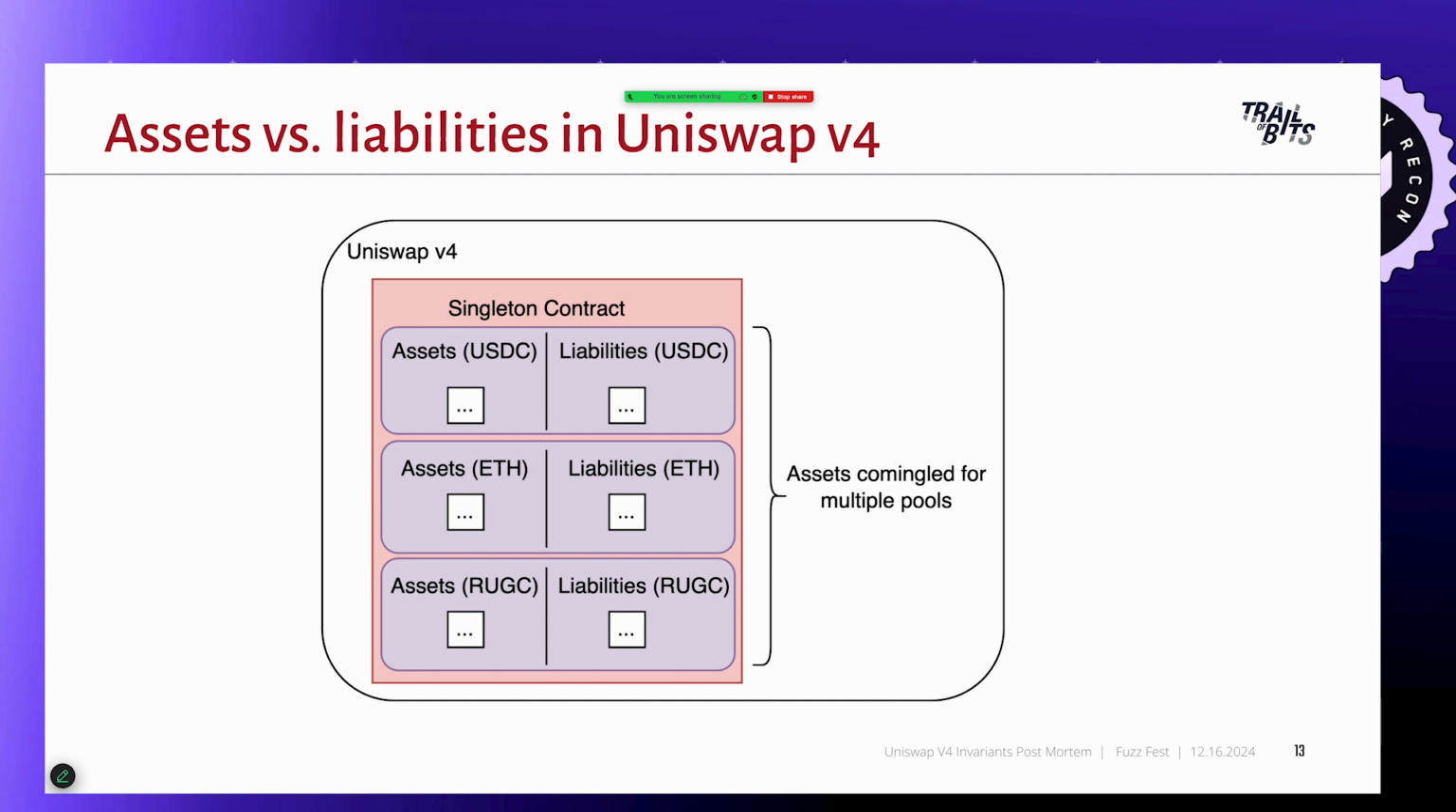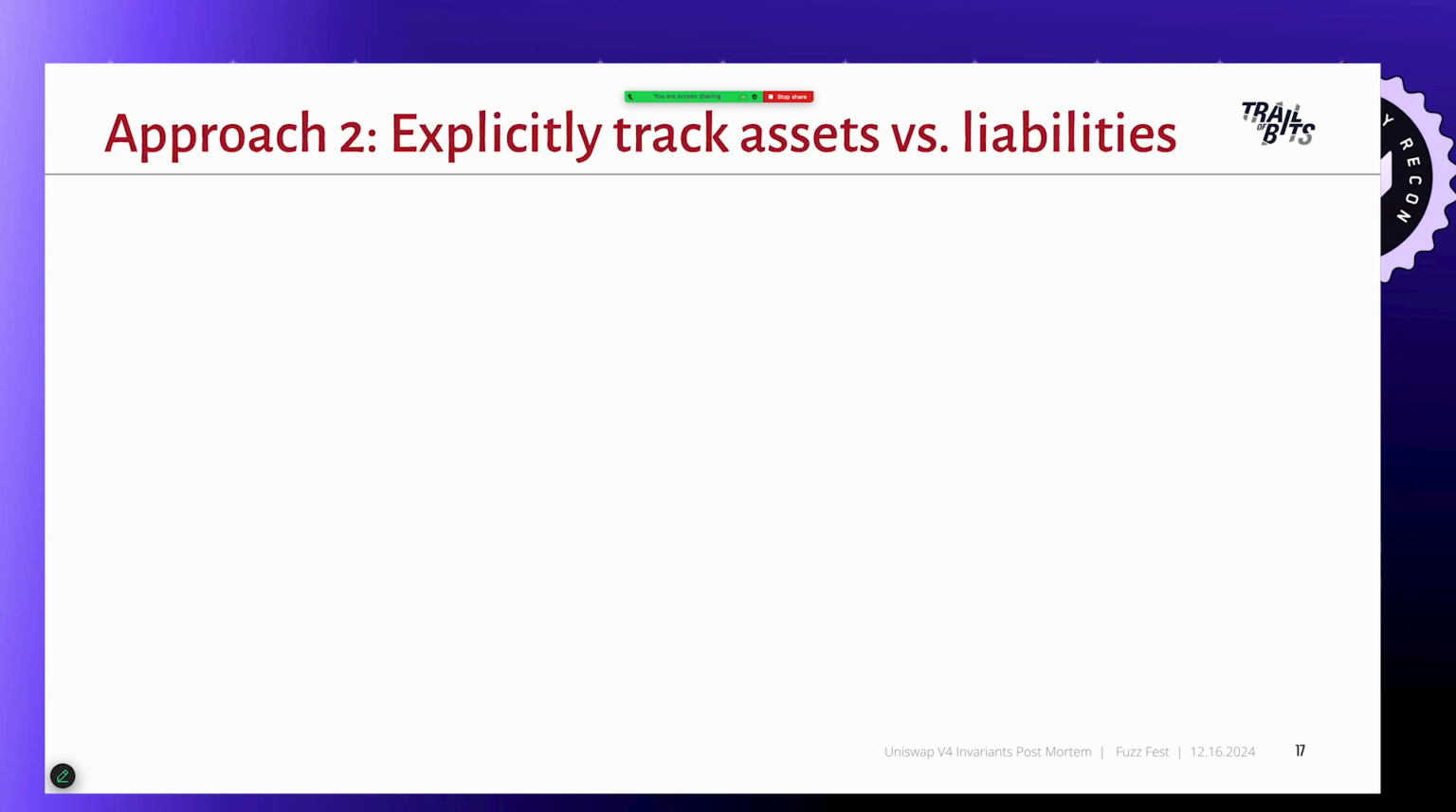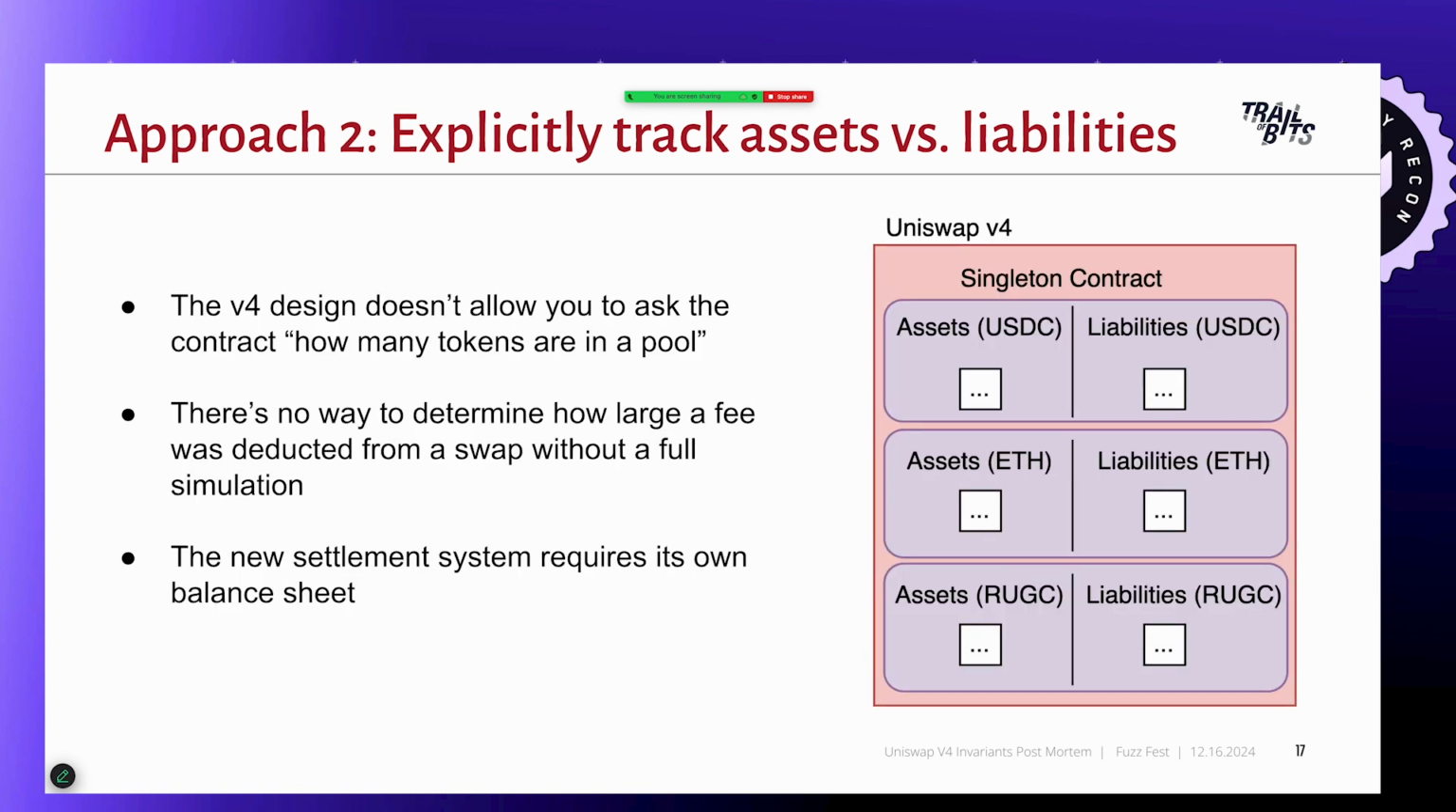And we have to start thinking about how do we actually implement this? In the interest of time, I'm just going to go to the approach that we actually did. There's 2 ways to do it. If we have time at the end, we can talk about the first way. But the way that we ended up going with is to explicitly track the assets and liabilities. And as I mentioned a minute ago, the V4 design doesn't allow you to ask the singleton contract how many tokens are in a pool. So that causes a lot of problems for us who are trying to track how many tokens are associated with each pool so we can model the assets and the liabilities.